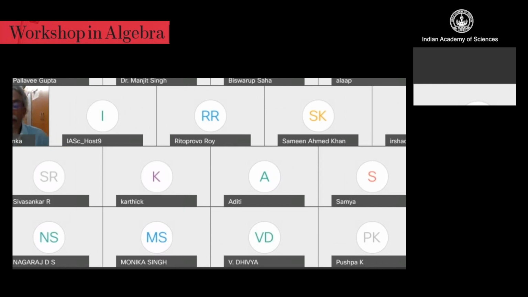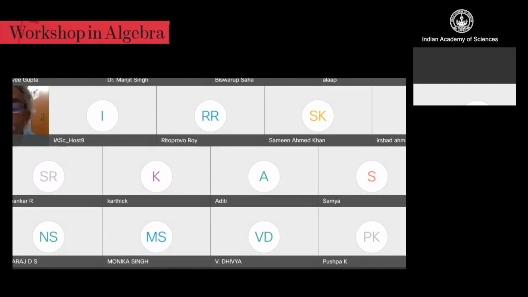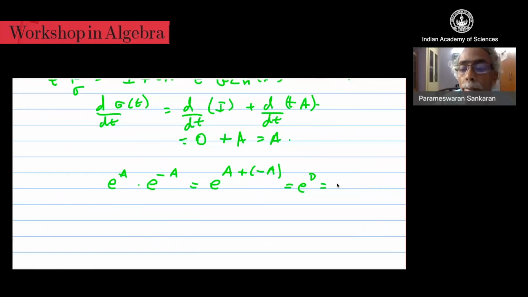So yes, I'll explain that. We did that last time. So A commutes with minus A. You want to say that this is invertible, you just take it times e power minus A. But A and minus A commute. See, this is equal to e power A plus minus A. This is equal to e power 0, which is equal to identity.